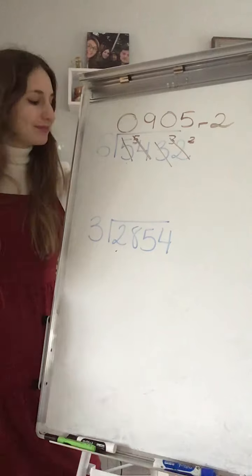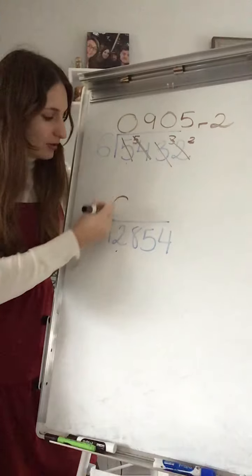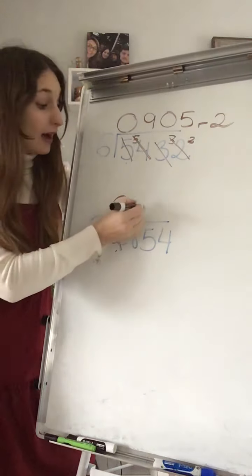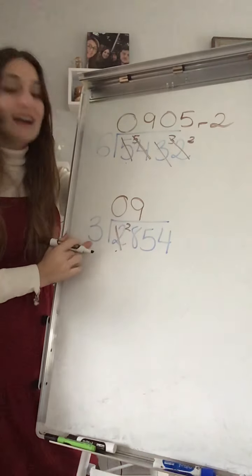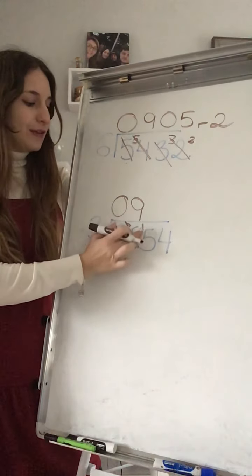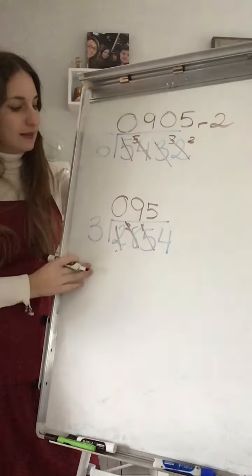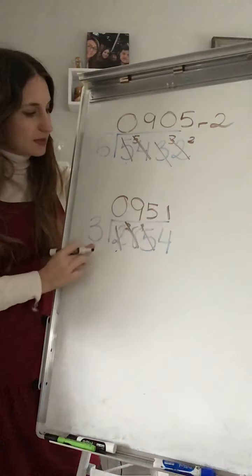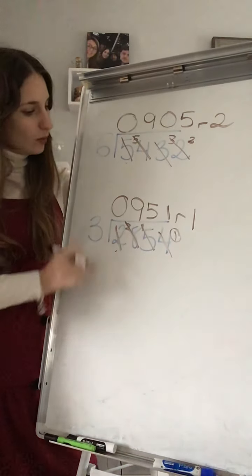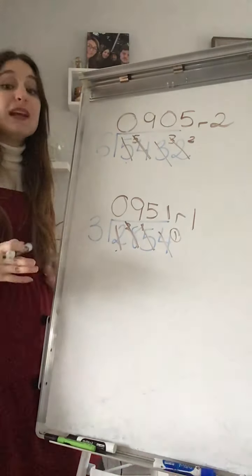Okay? Let's go for my next one. 2 divided by 3. Straight away, I cannot do it and I'm carrying it. 28 divided by 3. I know my 9 timetable. 9 times 3 is 27. 21. 1. 15. 5 times 3 is 15. Now I have a 4. 1 times 3 is 3. 2, 4 is 1. So I get a remainder of 1. 951 remainder 1. Okay, really easy, isn't it?